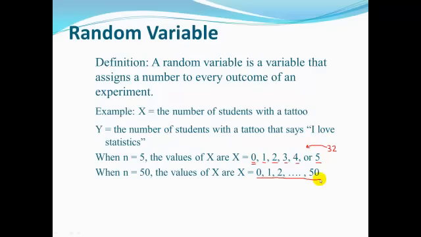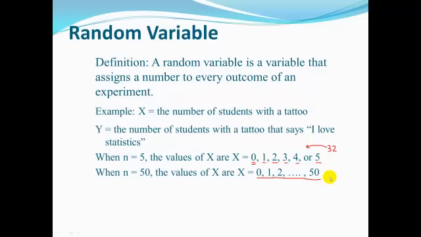Okay, so when N is 50, if I took 100 students, the value of X would be 0, 1, 2, 3. It wouldn't stop at 50, it'd stop at 100. If you try putting in 2, and I have a little calculator here, let's see what happens. When I put in 2 to the 100th power, I get 1.267 times 10 to the 30th power.